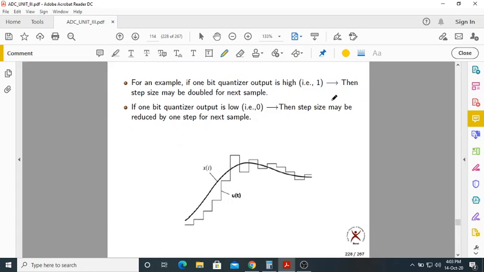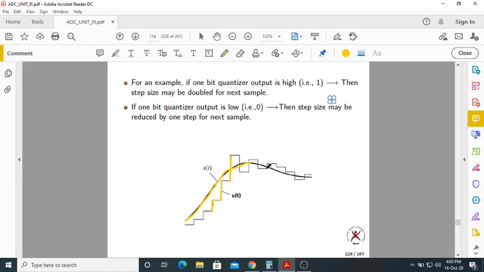So what happens now here? Whenever there is an increment, you can see very clearly that the step size is increasing. Here is the step size, here the step size is more than the previous step size, and here it is even more. By doing so, we are able to overcome the problem. Still there will be some problems, but anyway, this is the continuous time signal and this is the staircase approximation. They are somewhat following.